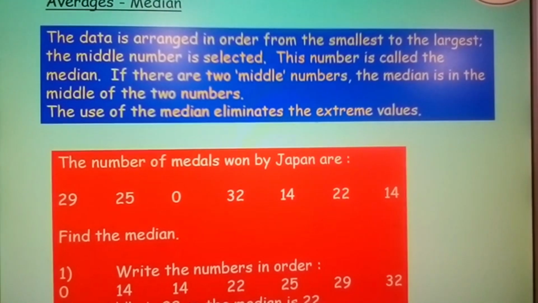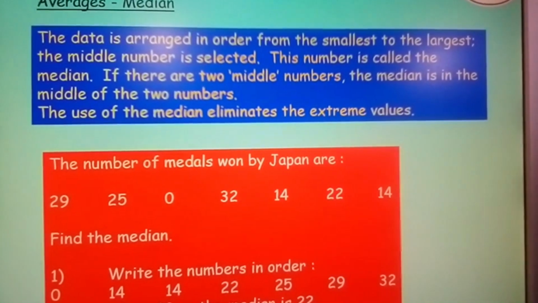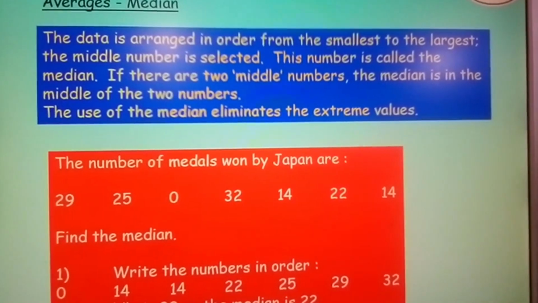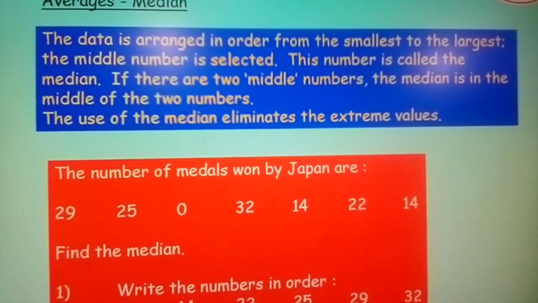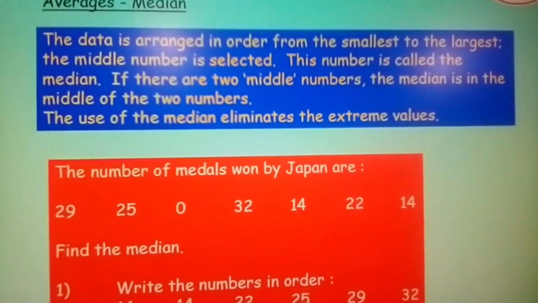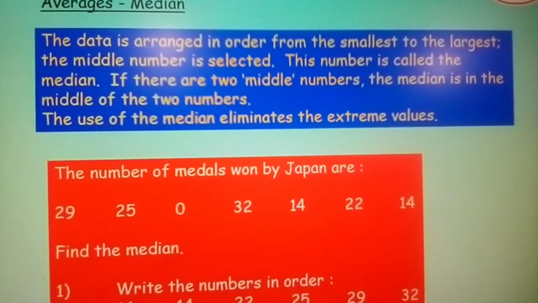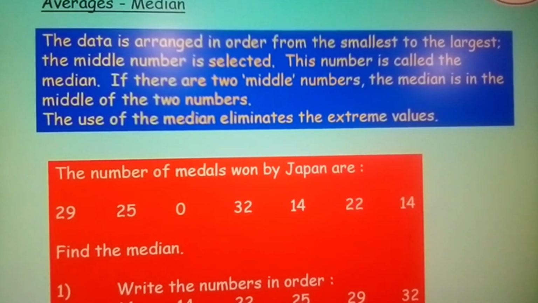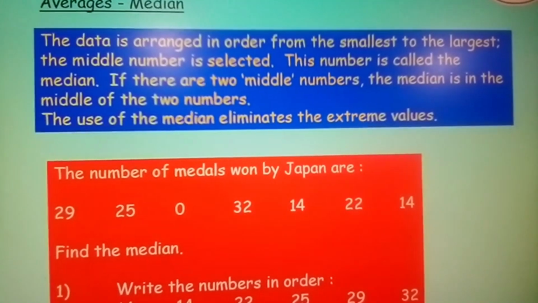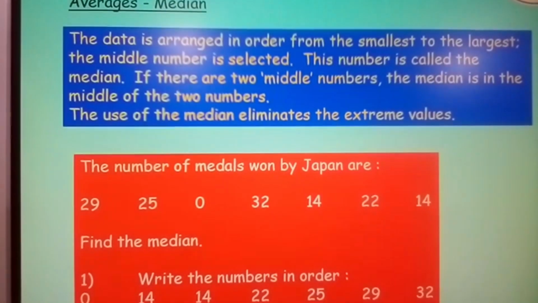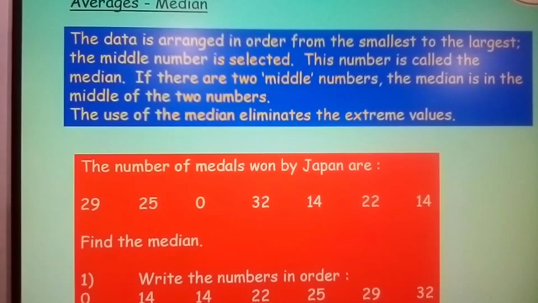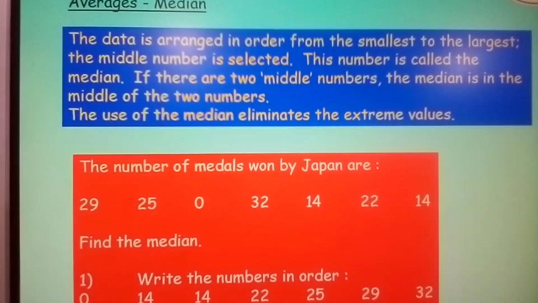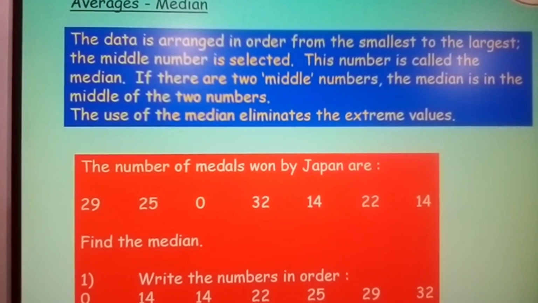So the numbers of medals won by Japan are 29, 25, 0, 32, 14, 22 and 14. Find the median. Write the numbers in order. So we need to put the numbers in order of sequence first. So we have 0, 14, 14, 22, 25, 29 and 32. The middle is 22. So the median is 22.